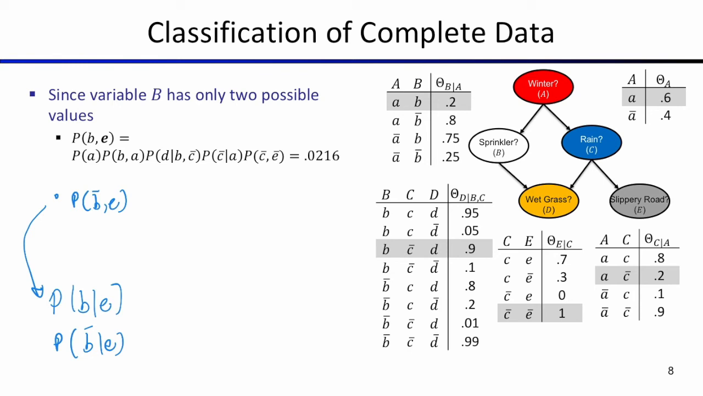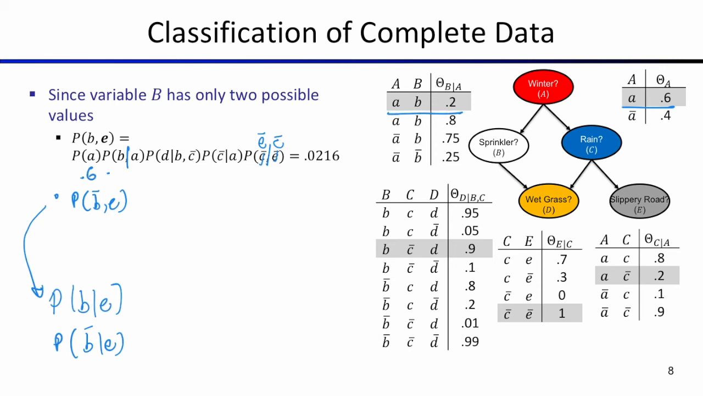So use the chain rule: P of A, P of B given A, P of D given B and C, P of C given A, and P of E given C, right? And we use the instantiation, and we take the values from the table. So the probability of A true is going to be here, 0.6.